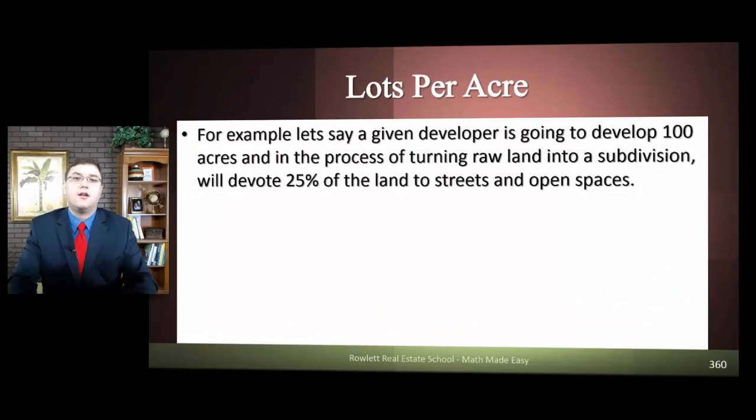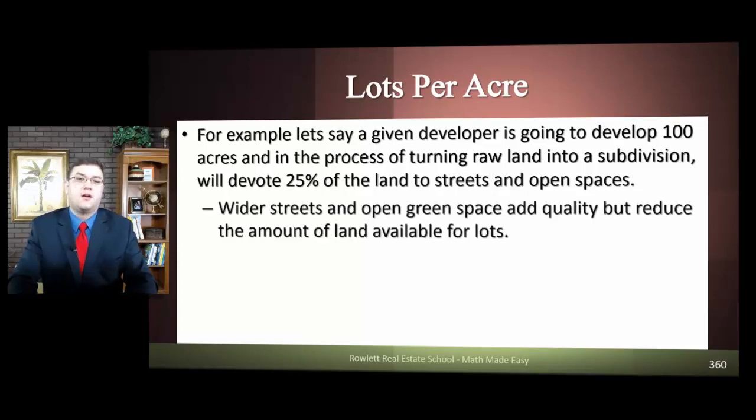For example, let's say a given developer is going to develop 100 acres. Now, in the process of turning raw land into a subdivision, let's say they'll have to devote 25% of the land to streets and open spaces. That way people can access their lots and have some form of nature within which to occupy. Now, wider streets and green spaces do help add quality, but it also reduces how many lots you can build.